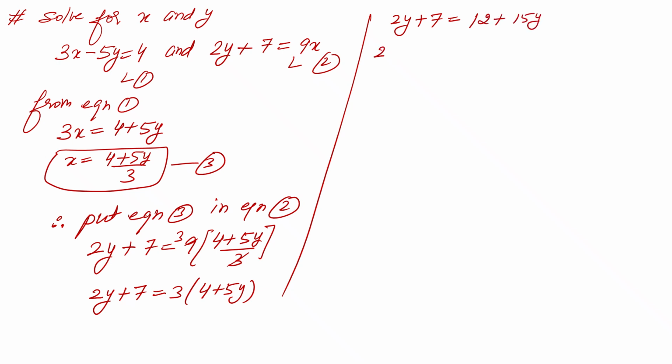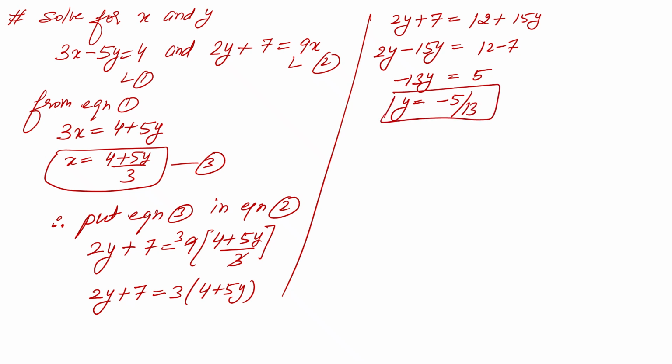लेफ्ट साइड लेके जाएंगे, 2y minus 15y equals 12 minus 7, minus 13y equals 5, or we can say y equals minus 5 by 13. ये हमारी y की वैल्यू आ गई. Now put y equals minus 5 by 13 in equation 3.